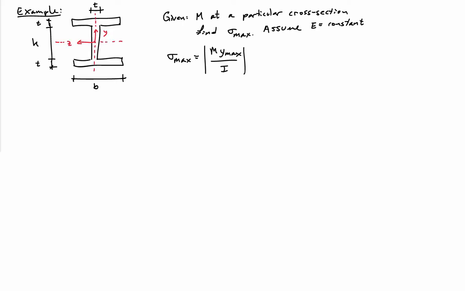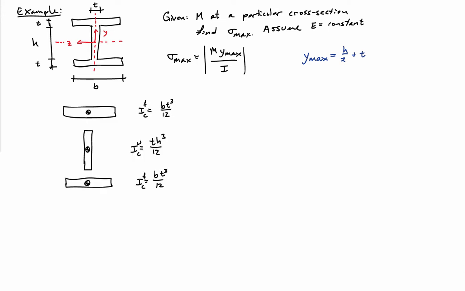Now, this is a doubly symmetric cross-section, so I know that the coordinate frame goes right in the center of the beam, so that makes this problem a little bit more simple than the other cases. So y max itself is just going to be equal to h over 2 plus t in this case. And that occurs at the top or the bottom of the beam.